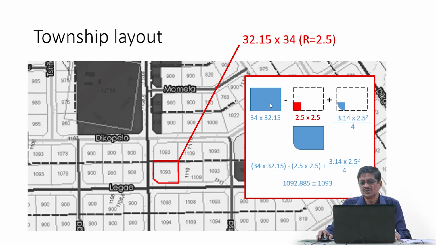The easiest way to calculate the area of this corner plot is, first you calculate the area of the complete plot, then you deduct a square of side 2.5 and 2.5, and then you add this curved shape so that you get this particular shape which is highlighted in blue color. So the equation which can be developed over here is this side into this side, that is 34 into 32.15, minus the square of 2.5, plus the area of the circle divided by 4. The area of the circle is pi r square, divided by 4. So this is going to give me this area. Let us try this on Jupyter Notebook.